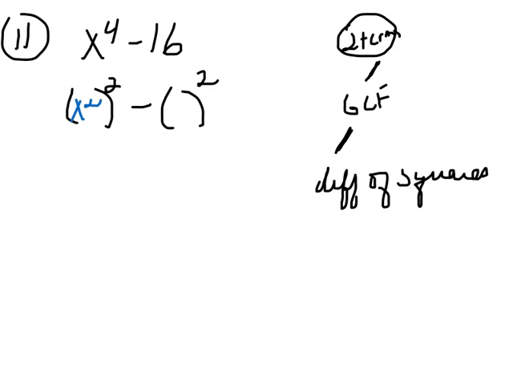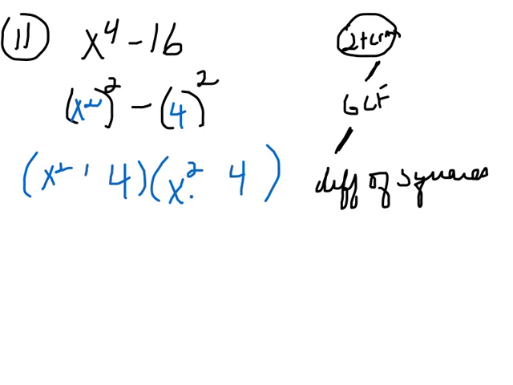And what do you square to get 16? 4. So if I factor this, I'm going to take that x squared and put it here and here. And I'm going to take the 4 and I'm going to put it here and here. And I need 1 plus and 1 subtraction, right? Now, is that factored completely? No. Oh, I missed it. Which one could you keep working on?